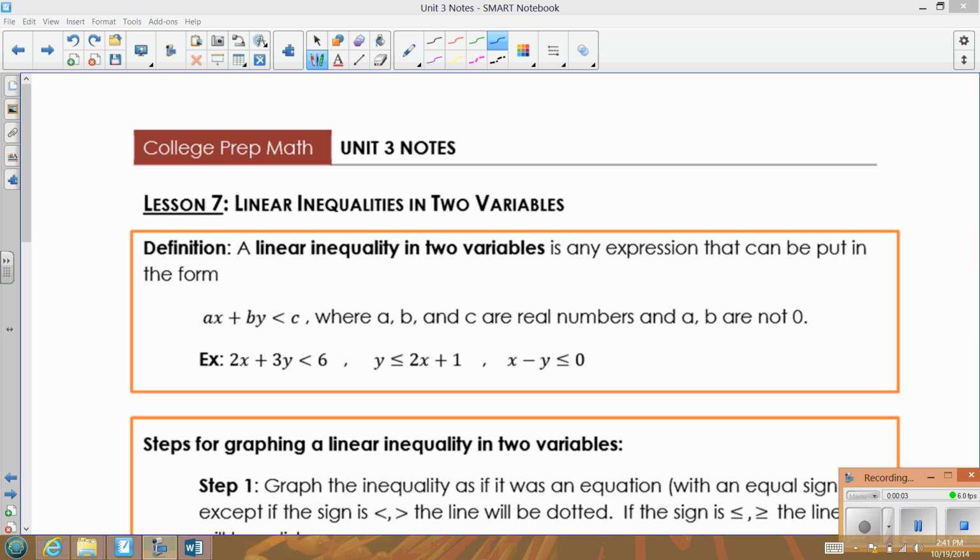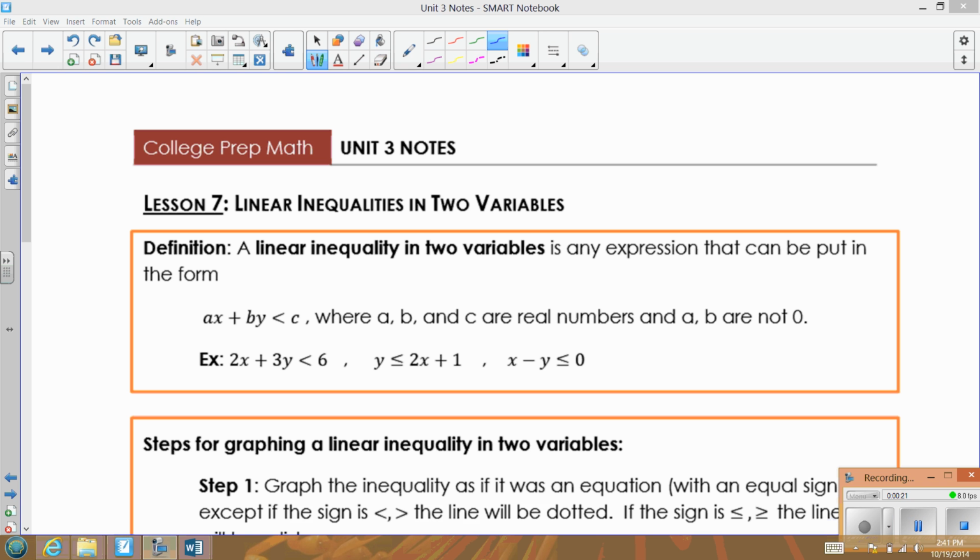The last lesson in Unit 3 is talking about linear inequalities in two variables and how to graph them. So far we've only focused on equations of lines in two variables and graphing them, talking about the slope, parallel, perpendicular. Now we're going to focus on inequalities.